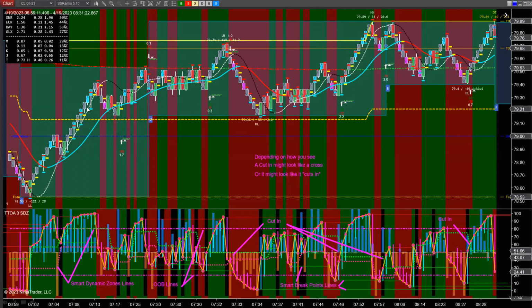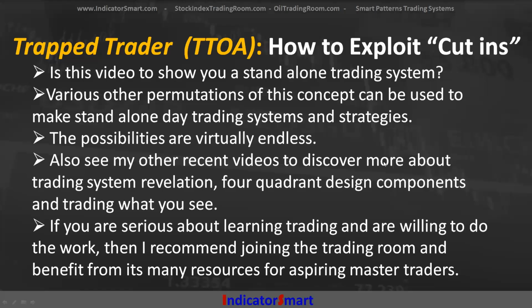If you want the absolute minimum, the Smart Super Renko price bars, the Trapped Trader Oscillator, and the Smart Dynamic Zones. Those are the main ones. You could use trade markers, as the trade marker controls are up here, but that'd be your minimum: Smart Dynamic Zones, Trapped Trader Oscillator, and the Smart Super Renko. So I'm not really trying to show you a standalone trading system.